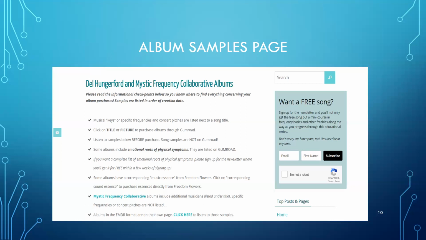The Mystic Frequency collaborative albums are still listed on the samples page, but I'm not putting concert pitch or anything there because so much of it is so spontaneous and there's a group of us, we don't always remember what exactly we're doing. So we just press record and go for it. Albums in the EMDR format, this is important, are on a separate page. I kept them completely separate from one another because they're the same songs. One of them is in the bilateral format and the samples is the regular page. EMDR music is on its own page.